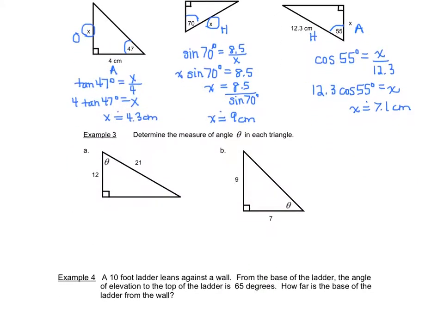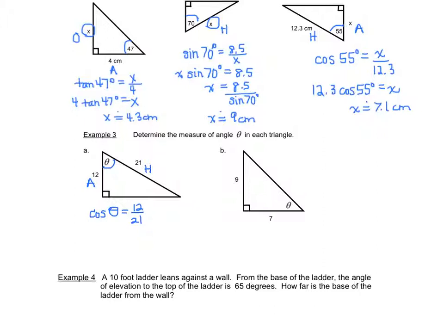Okay, let's look at the examples where we're actually finding the length of the missing angles. We're going to take the same approach, except now we're going to label the sides with respect to the angle we're trying to figure out. So we're trying to find angle theta in both cases. In part A, we know the length of the adjacent and the hypotenuse. Therefore, I'm going to use the cosine ratio, and I know that cosine theta is equal to 12 over 21, adjacent over hypotenuse.